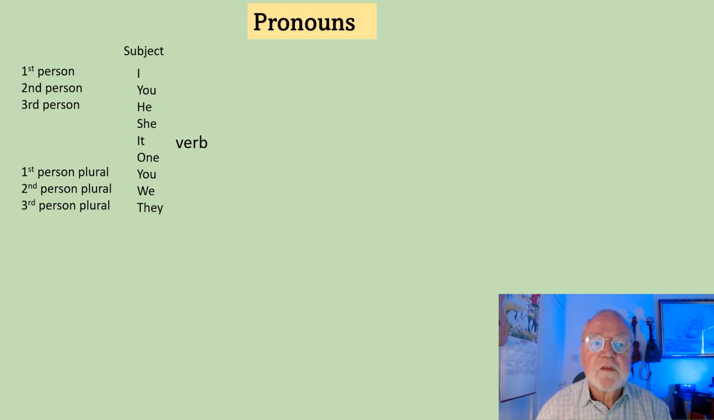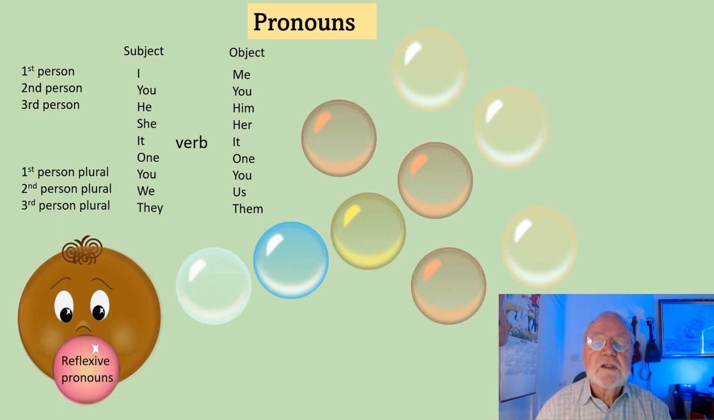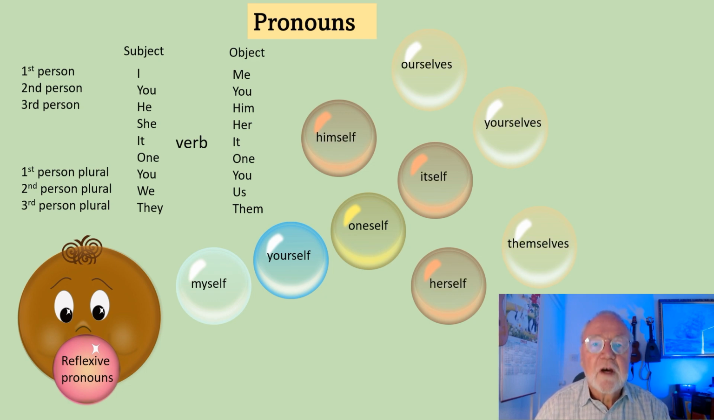Let's remind ourselves of the subject pronouns, words like I, you and he, and the object pronouns which follow the verb: me, you and him. The reflexive pronouns are slightly different. Myself, yourself, oneself. That's the impersonal reflexive pronoun, used not very often these days in English, but you'll still hear it. The third person pronouns, and finally the plurals.